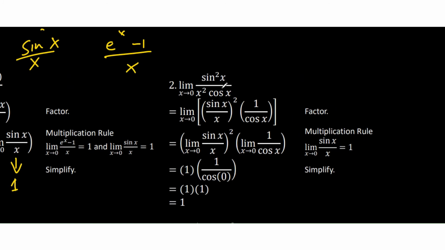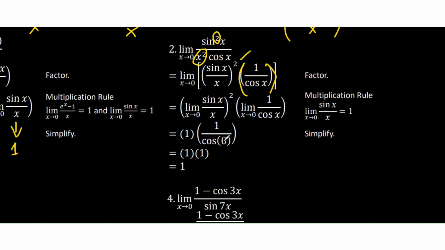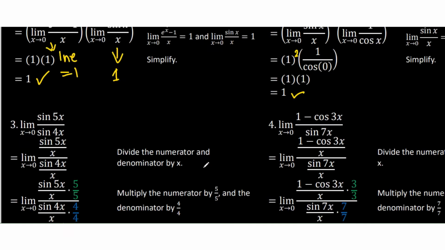On number 2, square this. So it can be written into sine x over x squared. So it's like you just factored out there sine x over x squared. Okay? So the non-separated factor is 1 over cosine x. Now, sine x over x is simply 1. So 1 raised to 2 is 1. So cosine 0 is 1. So 1 over 1 is 1. 1 times 1 is 1.